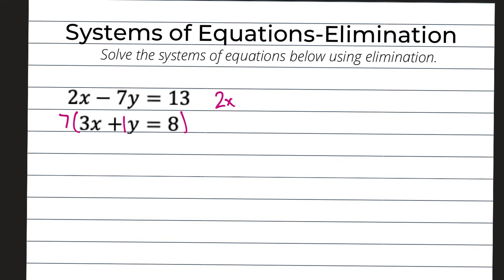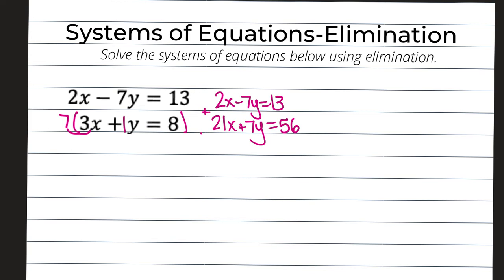So I'm just going to rewrite that top equation to the side. And then we're going to distribute that 7 to everything in the bottom equation. So 7 times 3x gives us 21x. 7 times 1y gives us 7y. And 7 times 8 gives us 56.